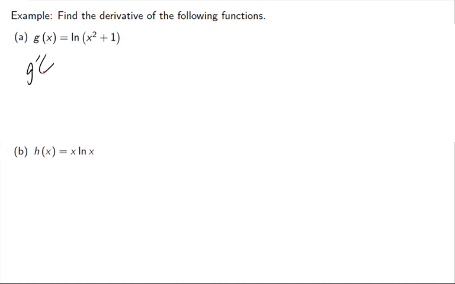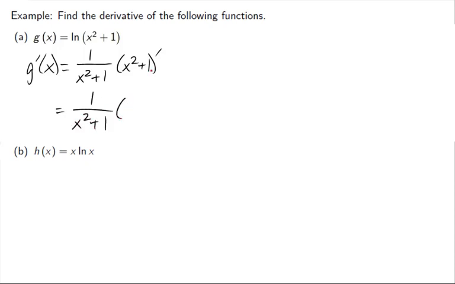This first one uses the chain rule. We've got a natural log of u here, so the derivative is 1 over u times the derivative of the inside, your u. So we get 1 over x squared plus 1 times the derivative of the inside, which is 2x. So we get 2x over x squared plus 1 as our final answer for this derivative.